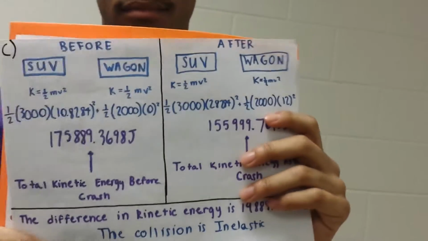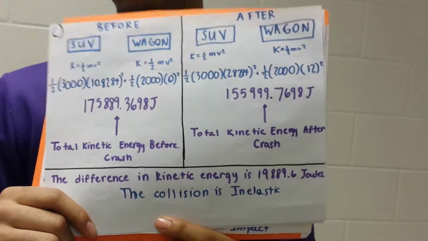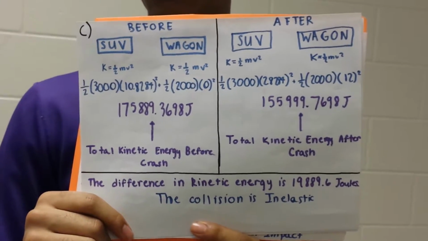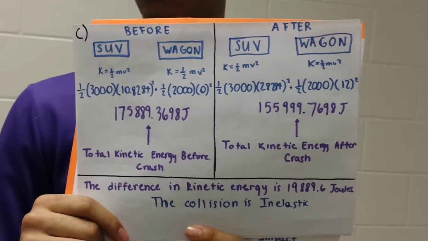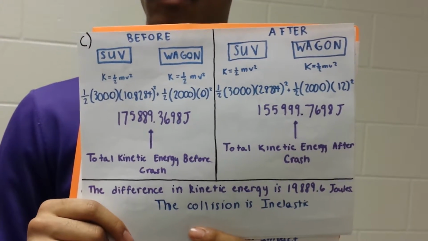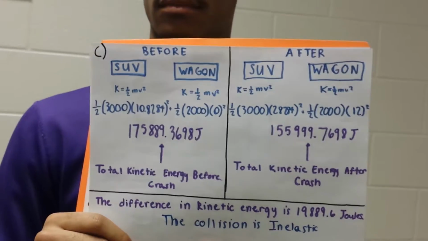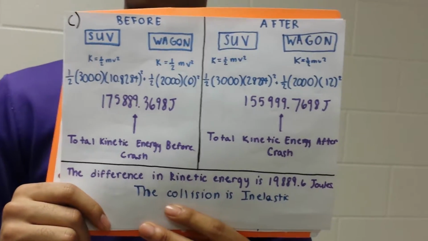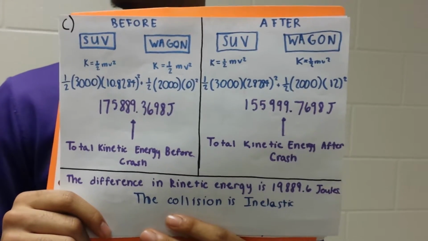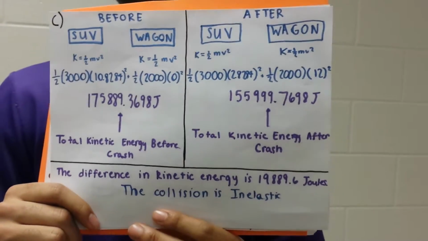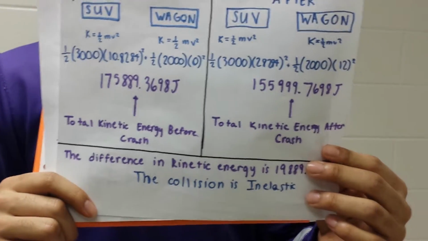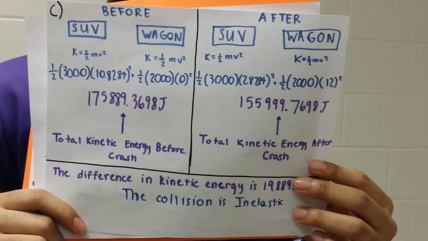Finally, to determine the type of collision in the accident, we used the kinetic energy formula. Before the collision, there was 175,889.383698 joules of total kinetic energy. After the collision, there was 155,999.7698 joules of total kinetic energy. Since the total kinetic energy before the collision didn't equal the total kinetic energy after the collision, the collision was inelastic.